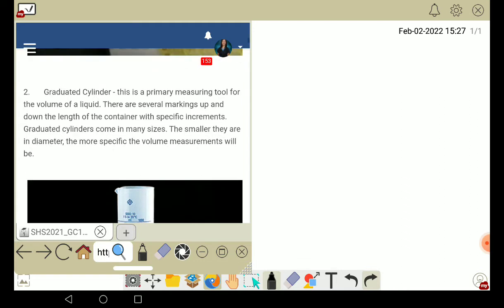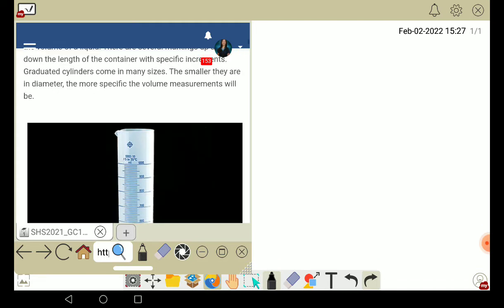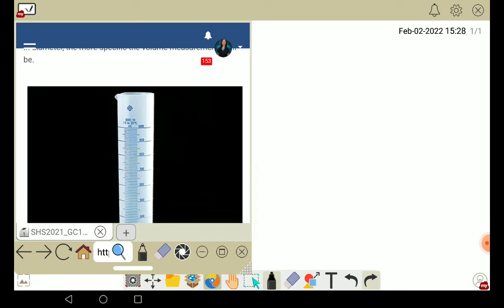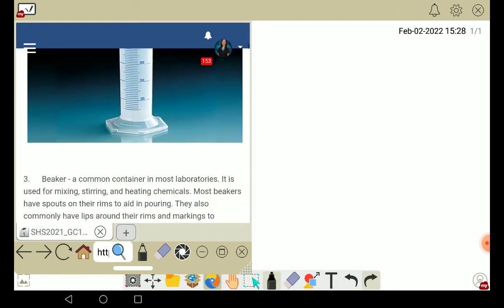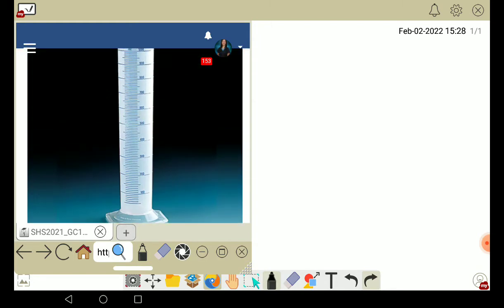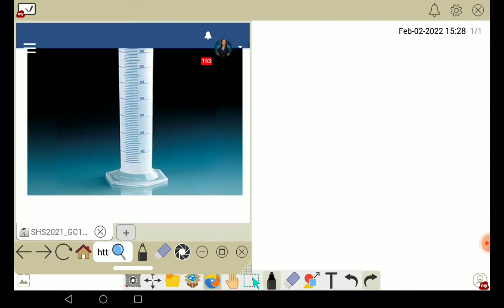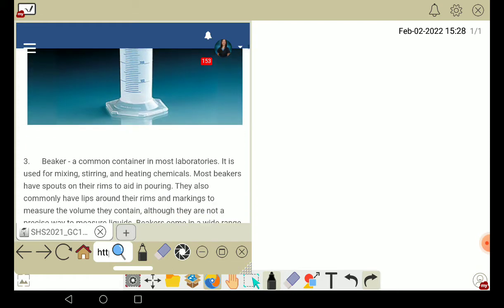So graduated cylinders come in many sizes. The smaller they are in diameter, the more specific the volume measurements will be. Why? Because that only means the line indicates that the smaller cylinder is going to have an accurate specific volume. Okay, this is an example of our graduated cylinder. As you can see, it is a lot bigger than your test tubes.